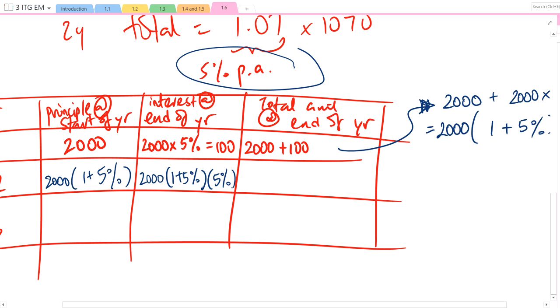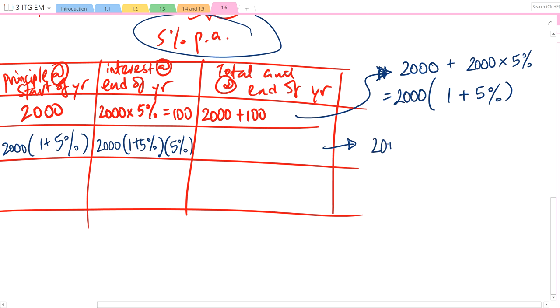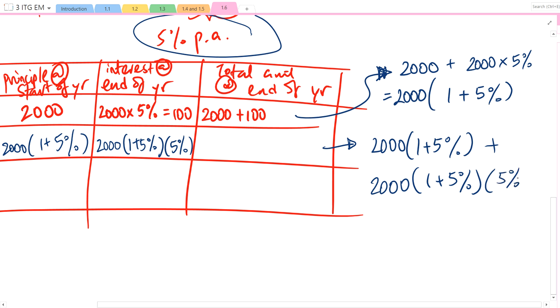Agree? Okay, now I need to add them up again. I need to add these two up in order to get my total, right? Okay, so if I were to add them up, I get this: 2000, 1 plus 5% plus 2000, 1 plus 5% times 5%. Agree? Simple addition. Can I factorize again?